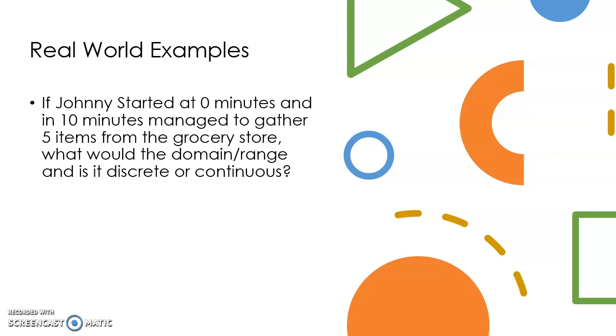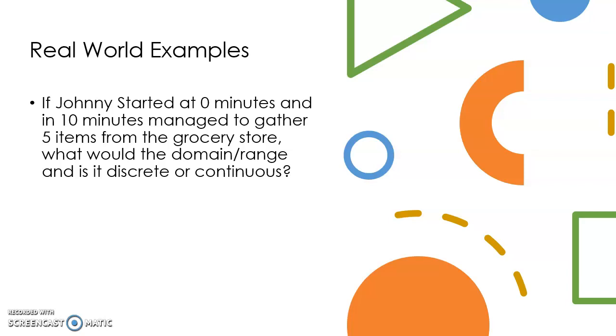So if Johnny started at 0 minutes and in 10 minutes managed to gather 5 items from the grocery store, what would the domain and range be, and is it discrete or continuous? Pause the video and we'll go over it after you pause.